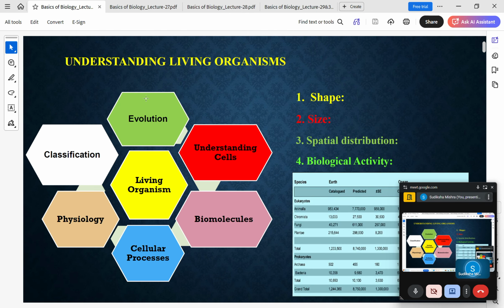In the previous weeks, we have learned about classification, evolution, understanding different aspects of the cell, and various biomolecules that are present in the cells. Right now, we are looking at various cellular processes that happen and what they do exactly.